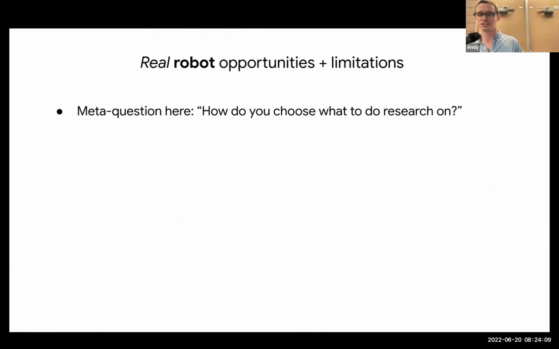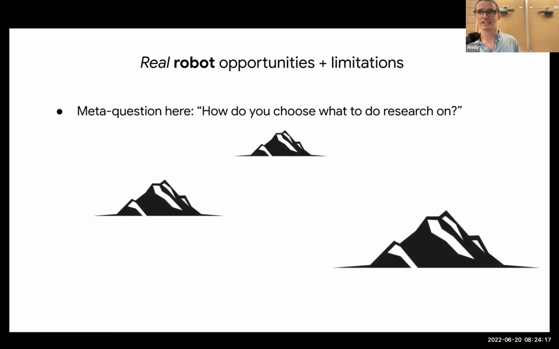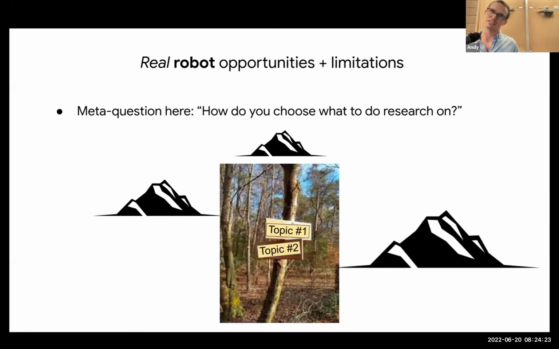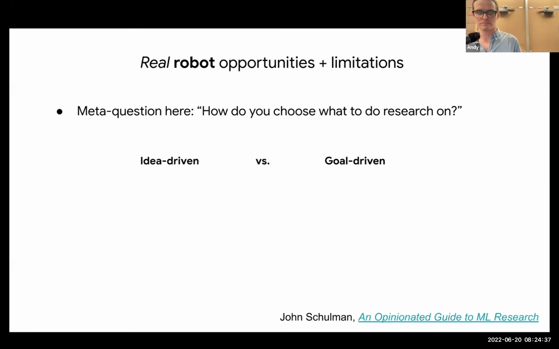The real meta question here is, how do you choose what to do research on? What mountain do you want to go climb? When you're wandering through the forest and you've got topic 1 and topic 2, and your advisor wants to work on topic 1, but you're like, I don't know, topic 2, how do you choose what to work on? This is one of the key things in research, and applies everywhere, but I think it's especially interesting to think about in robot research.